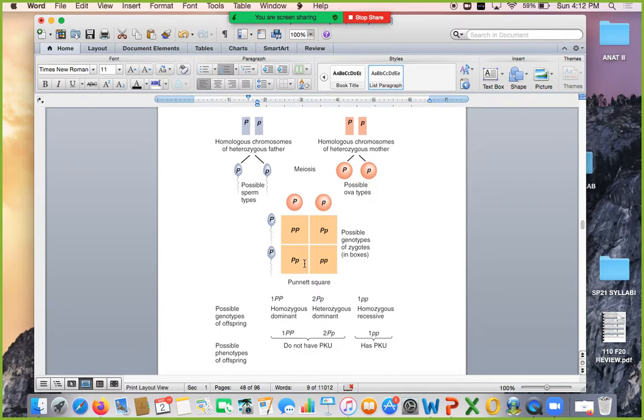And what we're showing here is that we're going to get one individual that has two uppercase P's, two individuals that are going to get one uppercase and one lowercase p, and one individual that is going to be two lowercase p's. I'm going to define this in terms of what we would be calling genetics. So, to backtrack, the uppercase P in this case is considered dominant, while this one is considered recessive.